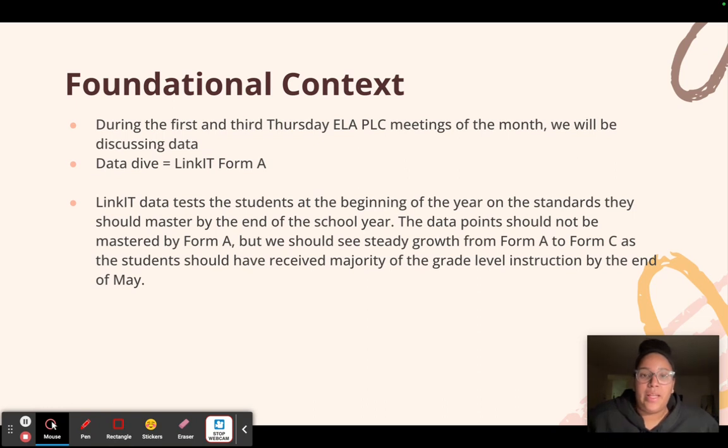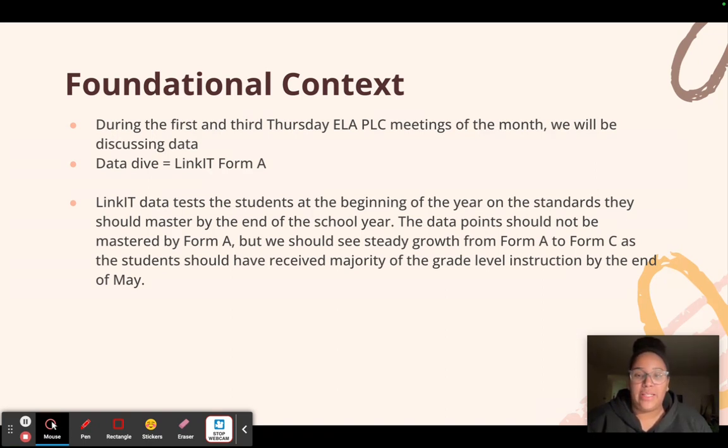We meet with our ELA coach every Tuesday and Thursday, and we talk about data now, but it's not focused in the way that I'm going to break down in the coming slides. We're going to be doing a data dive, and the data we're going to be using is from Linkit Form A.